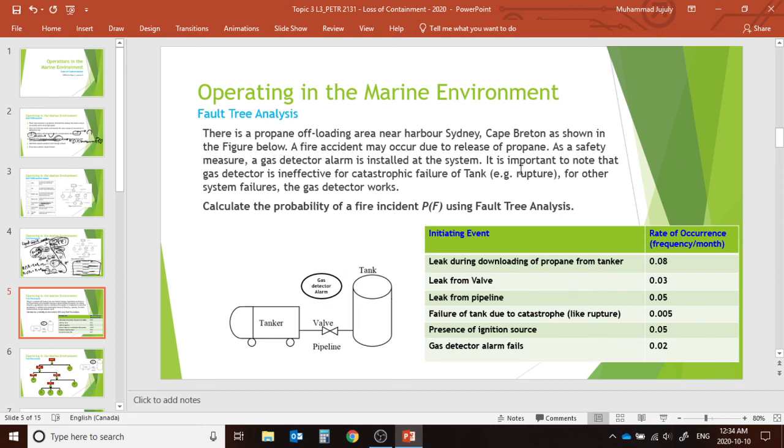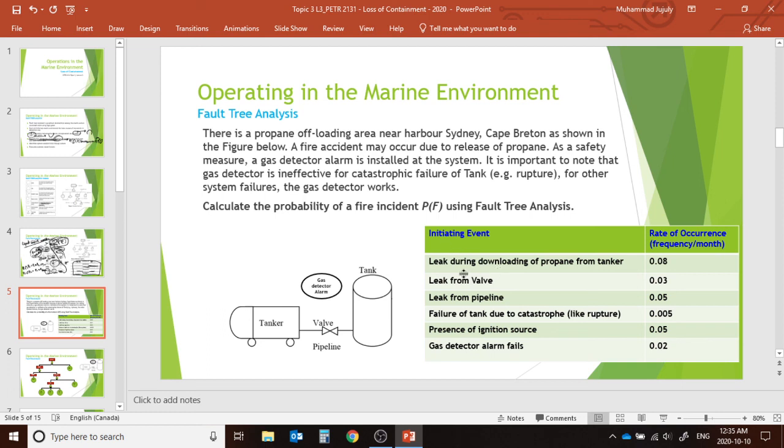It is important to note that the gas detector is ineffective for catastrophic failure, for instance a tank rupture. If there's a tank rupture, then the whole system will blow up, so the gas detector won't work in that failure. For other system failures, the gas detector will work. Now calculate the probability of fire incident PF using fault tree analysis. Now how can we do that?